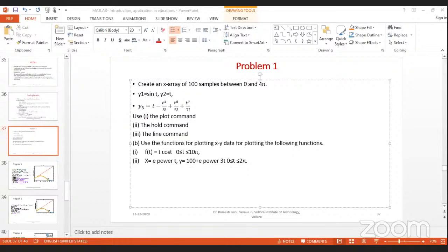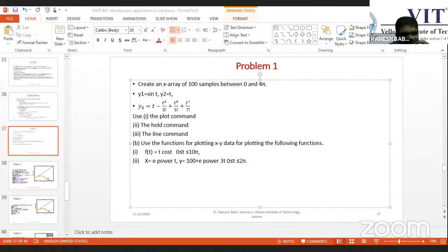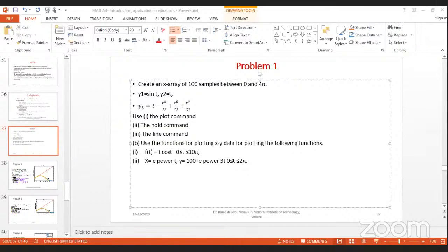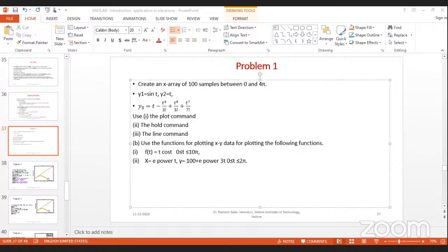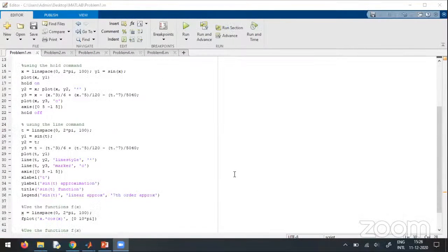Sir, PPT is not changing, sir. It is in 37 page only. No, you could not see the program. No, sir. 37 page only. It is there, sir. Still that. No, I am working on the program. Okay, okay. Not able to see, sir. Now it is okay, sir.